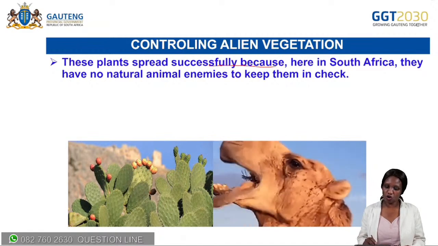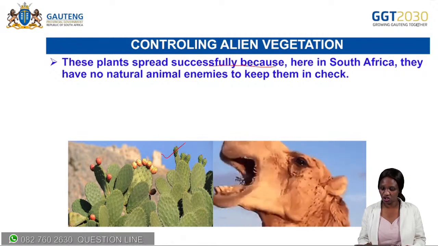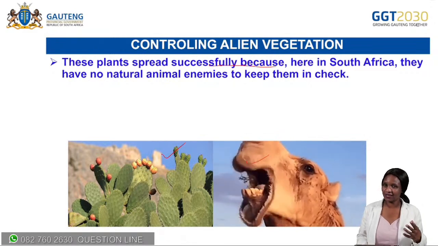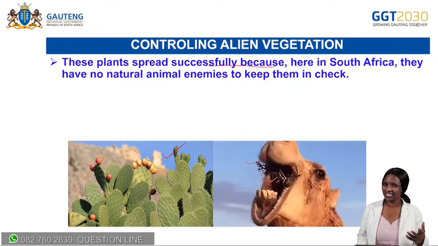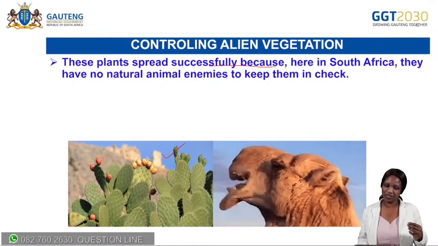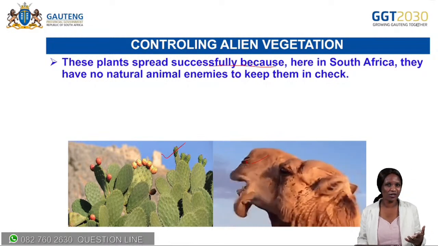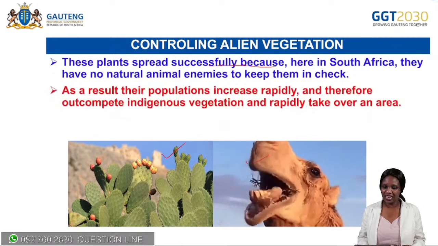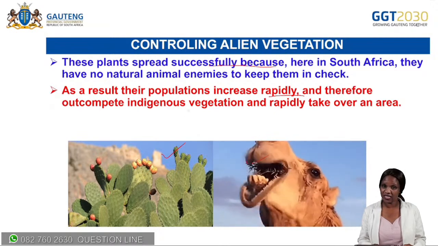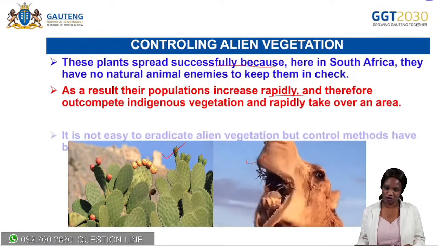And then we've got cactus there, a prickly pear. Look at it, and then let's check the camel. Camel feeds on indigenous plants. It lives in the desert, therefore it is built in such a way that it can feed on what? On thorns, but it can't feed on alien species because it doesn't know it. Do you get it? And as a result, their populations increase rapidly and therefore outcompete indigenous vegetation and rapidly take over an area, which is a cause for concern.